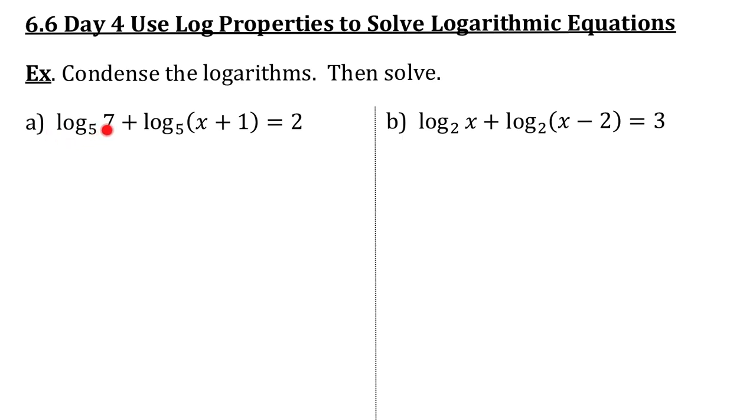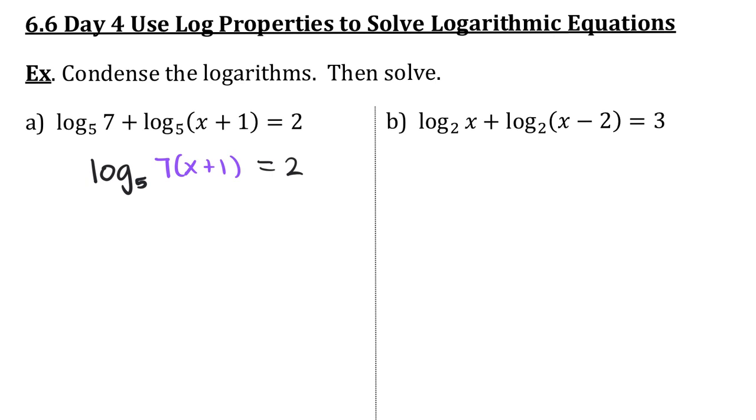It's log base 5 of 7 plus log base 5 of x plus 1 equals 2. I cannot put it in exponential form because I don't have a single log. So I'm going to use my log properties. Since these are both log base 5, when I add the logs, remember I'm multiplying the arguments. So I'm doing 7 times the x plus 1, and then it still equals 2.